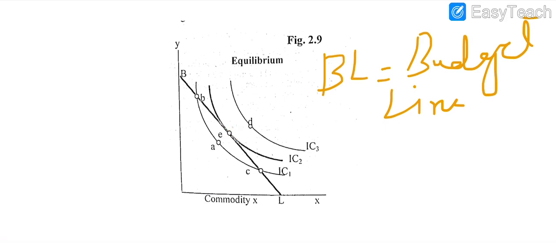You can write it as consumer equilibrium. This is the equilibrium point of the consumer, right? And these are the three indifference curves. The consumer chooses that combination on which he gets the highest level of satisfaction, equilibrium E, and that lies within the budget of the consumer.